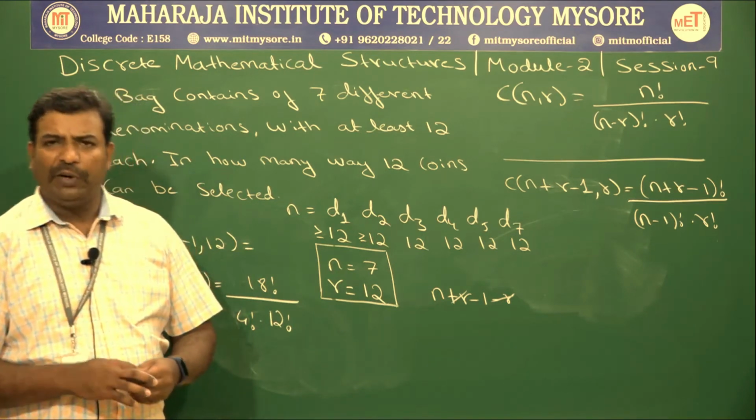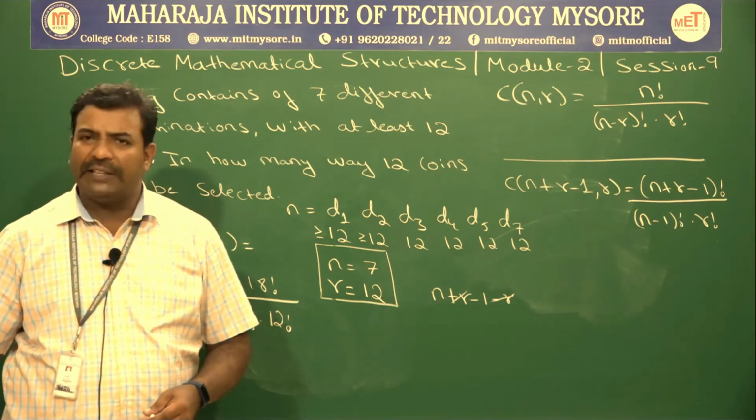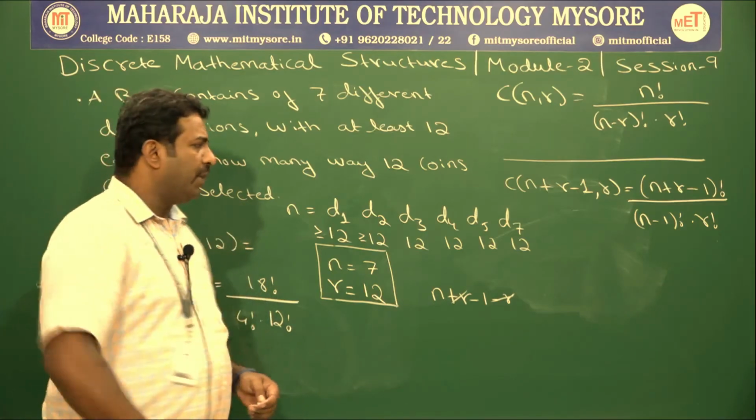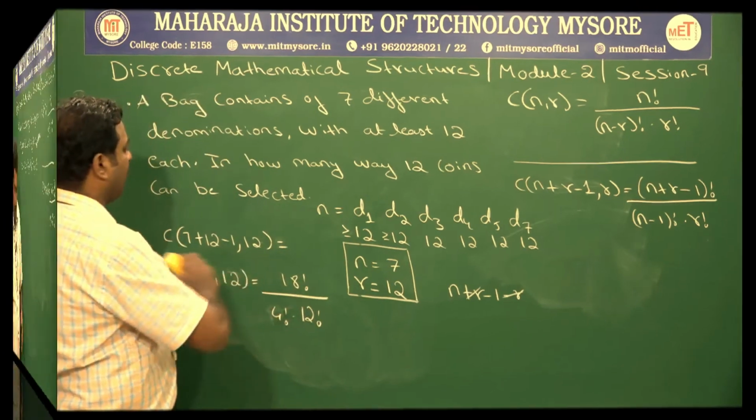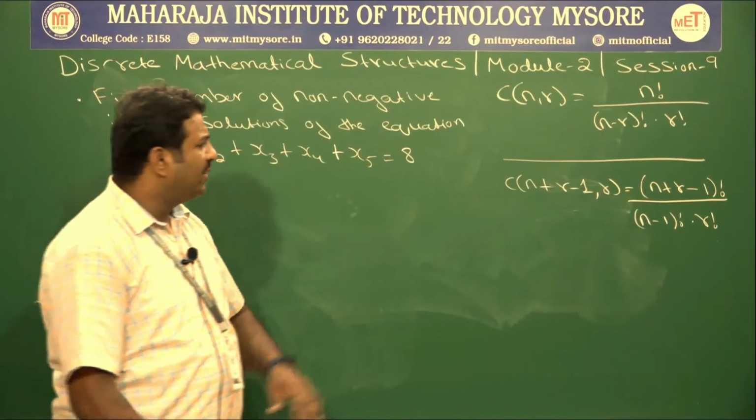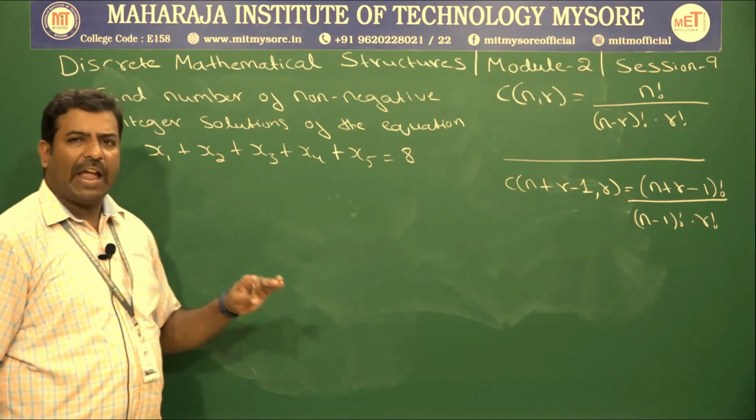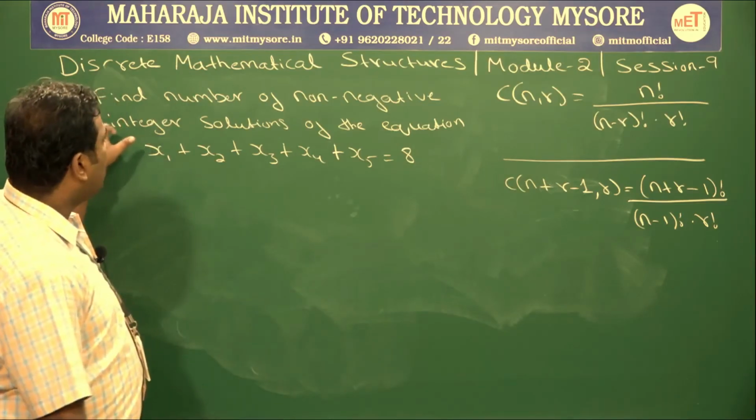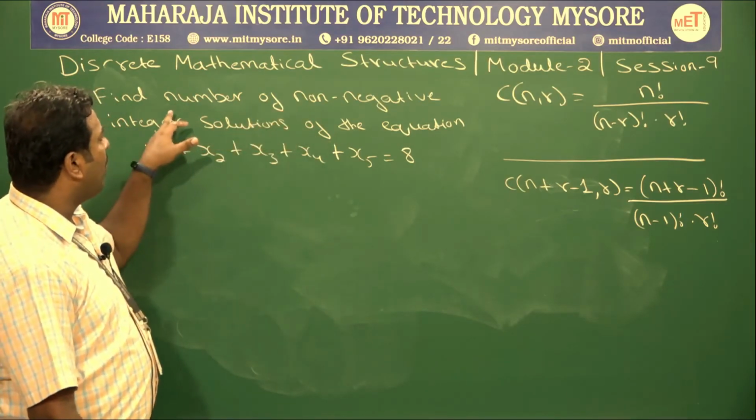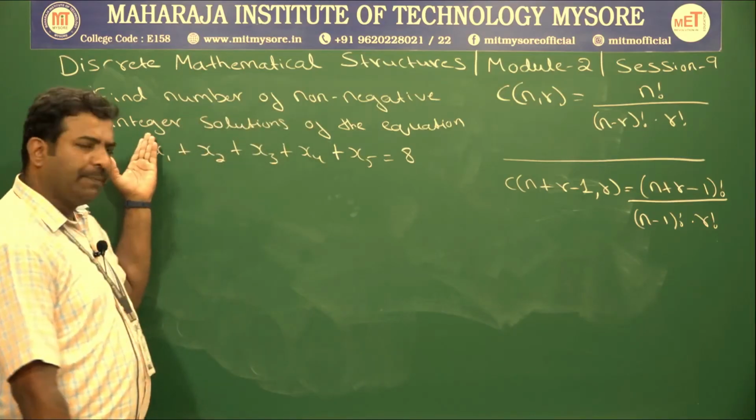Now we'll just see one more example, one more example of how exactly we are going to solve this particular combination with repetition. Fine. Now just take this example. In this example, what exactly I want to do here is I'm going to have number of non-negative integer.